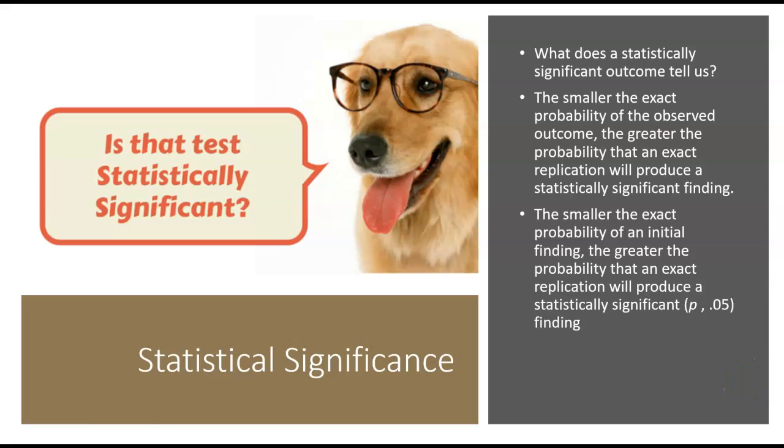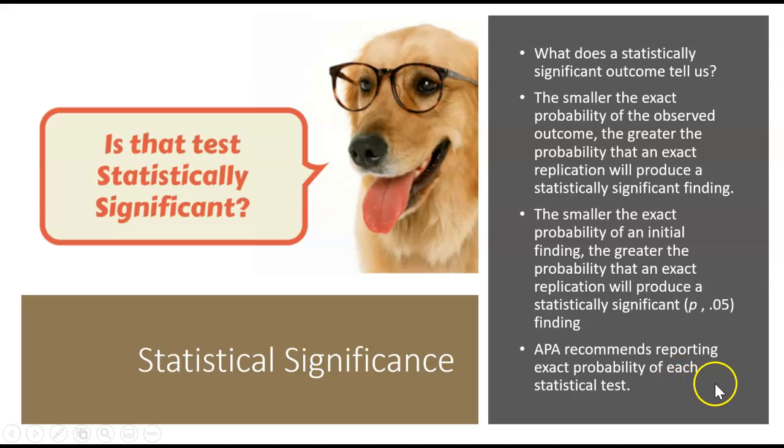The smaller that number, that p-value number, the greater the likelihood you're going to get the same finding if you did an exact recreation of the study. Now, the APA in recent years has moved in the direction, and in the most recent version of the publication manual, the guidelines are pretty clear. They want us to report exact values, since statistical packages like SPSS give you exact p-value numbers.